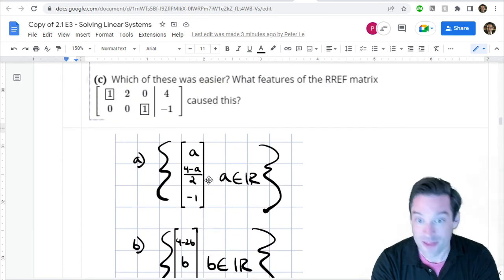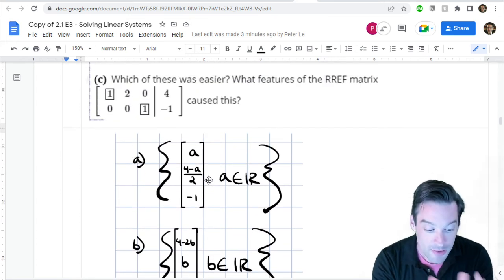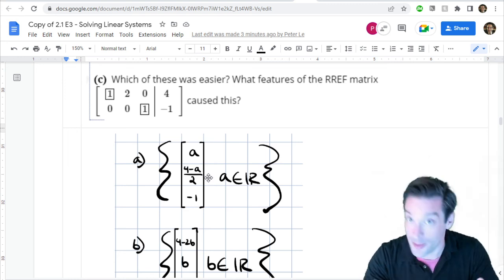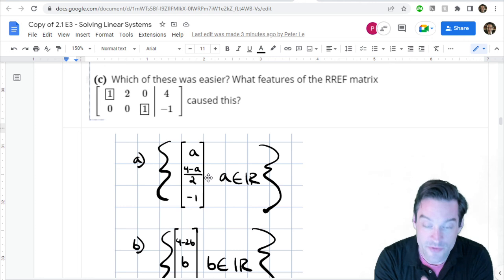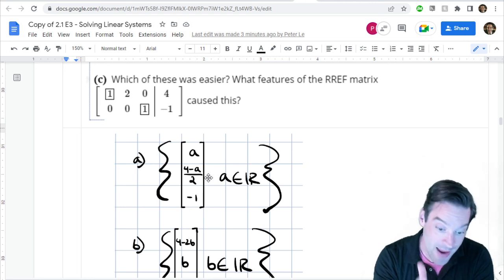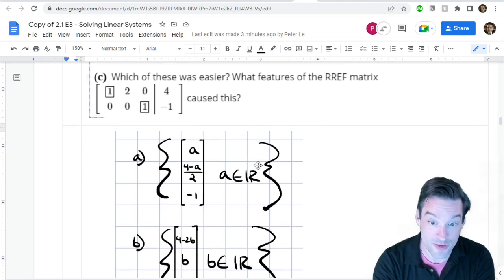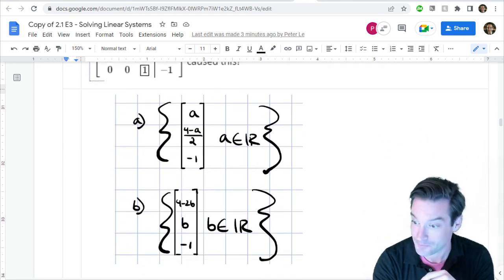So the path of least resistance is to let your non-pivot column tell you, or columns if there's more than one, tell you which variables to make your free parameters. And then once you set those variables as your free parameters, you can solve for the other variables in terms of them and come up with a solution set expression like this one.